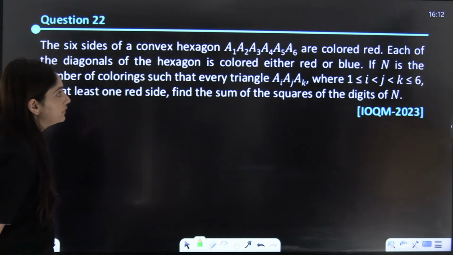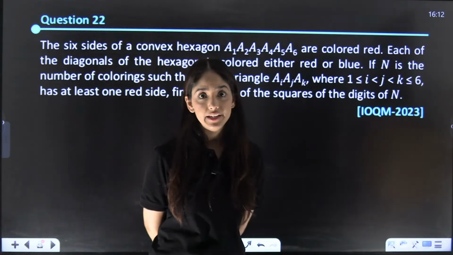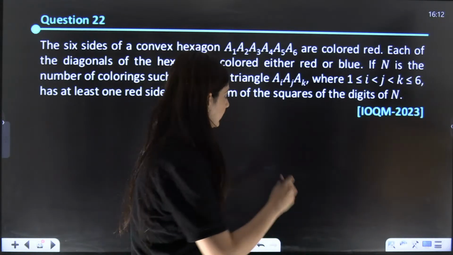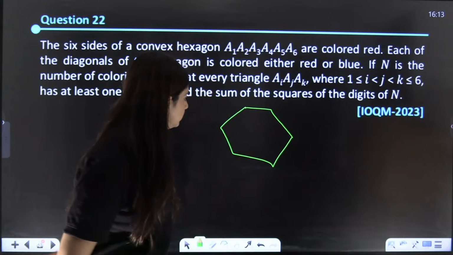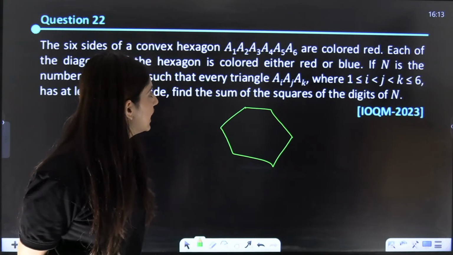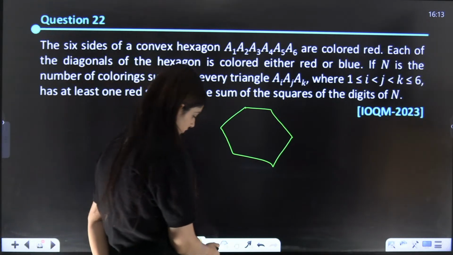We have a convex hexagon, not necessarily regular, just a convex one, something like this. They are colored red.